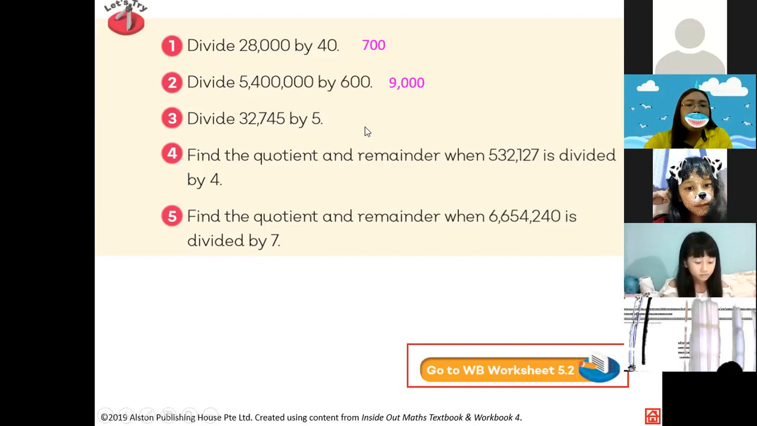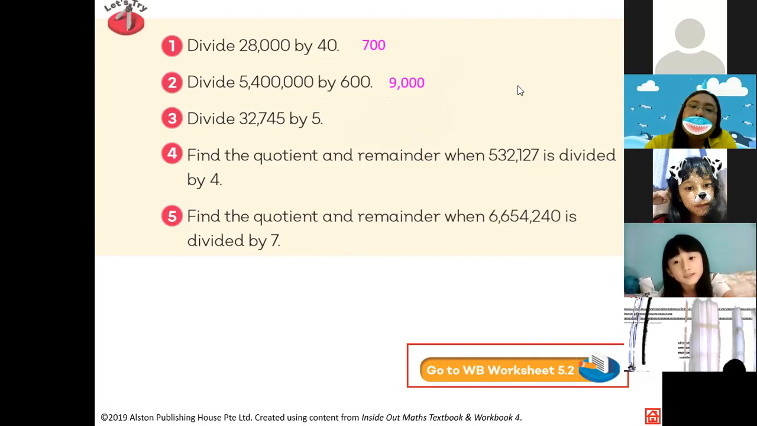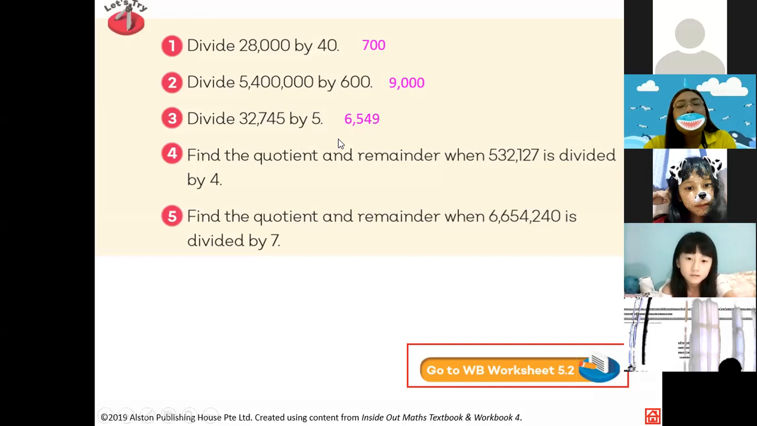All right, number three, divide 32,745 by 5. Teacher, me. Okay, Spy, what's the answer? 6,549. 6,549. Yes or no? Yes. Okay, very good. So the answer is 6,549. Very good, Spy.